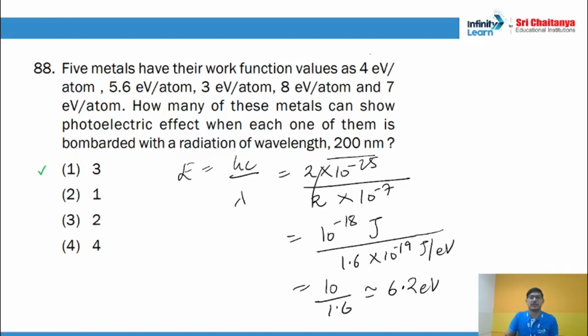So which metals can eject electron? Can give electron? This can give. This can give. And this can give. Okay, 8 and 7, their work function is more than the energy of the incident photon, so they will not be able to give electrons. So that becomes our correct answer.